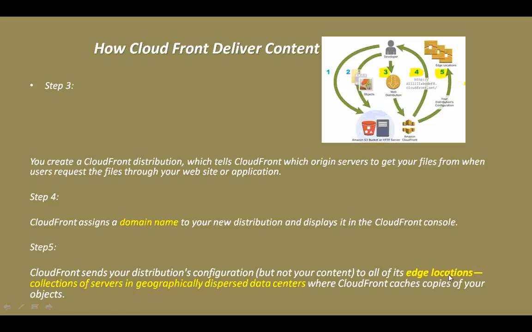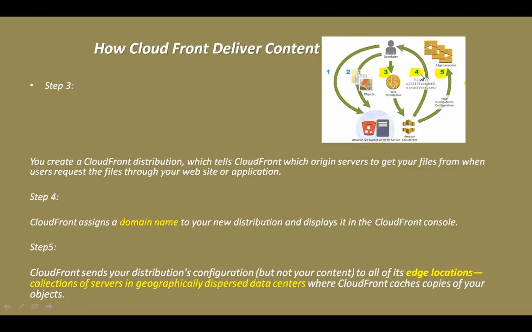Edge locations, as we said in the last video, are nothing but the AWS data centers through which it operates, in different geographically dispersed data centers, where CloudFront copies your content or objects onto the edge locations. So what we did over here is, we created our origin server, then we uploaded the objects onto that. Then in third, we created a web distribution which acts as an intermediary between CloudFront and the origin server.